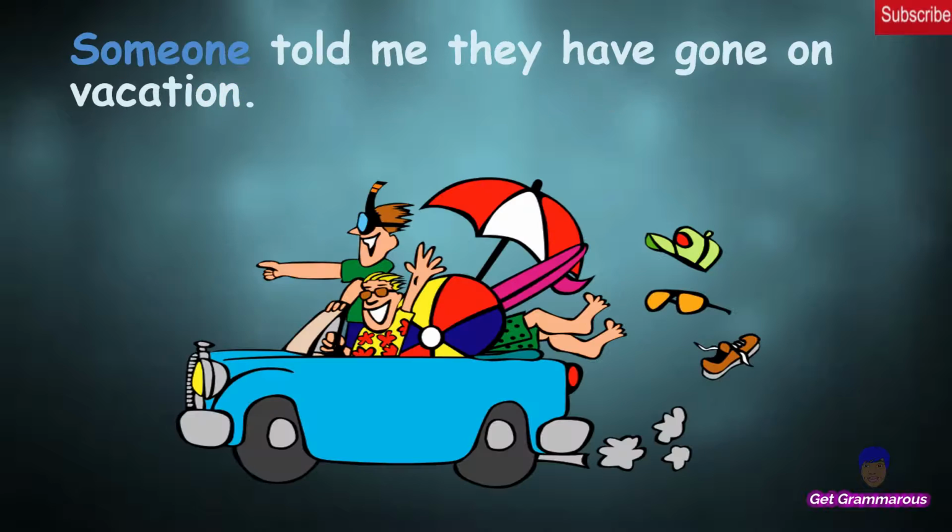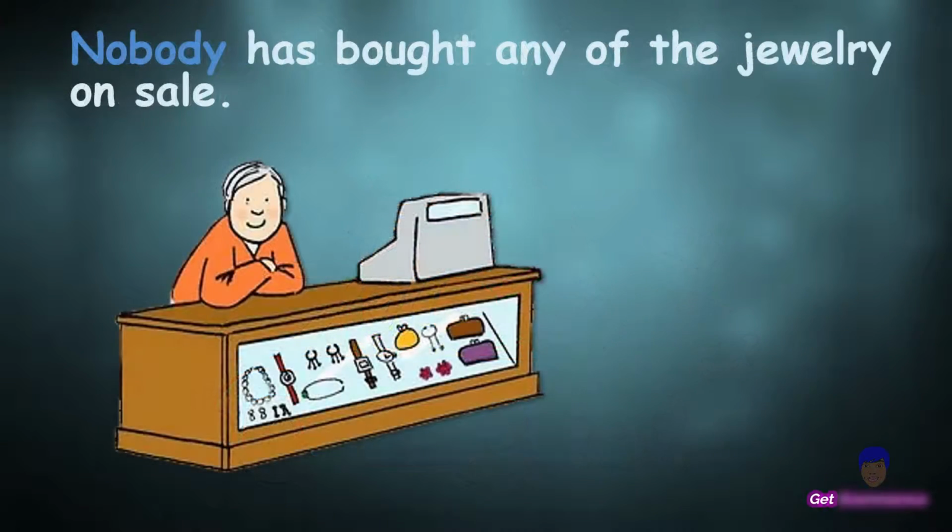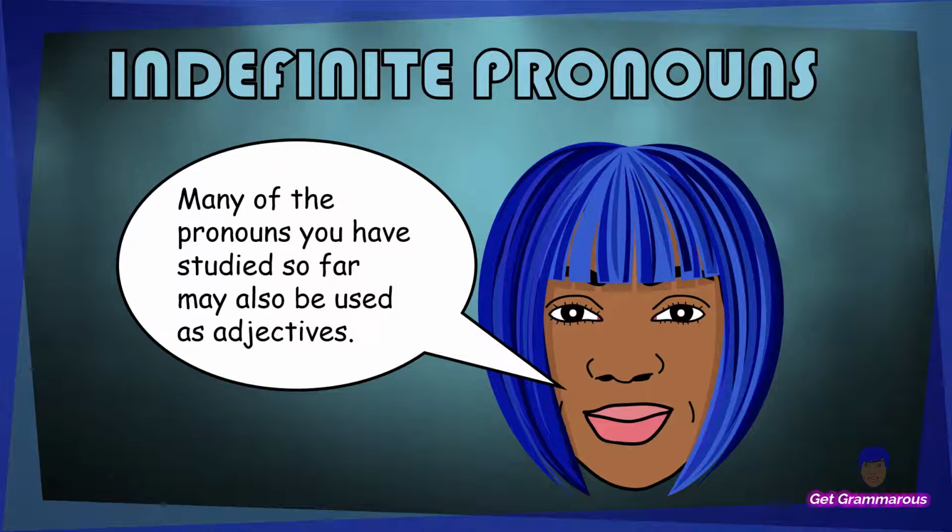Another example: someone told me they have gone on vacation. Someone is an indefinite pronoun in this sentence. Another example: nobody has bought any of the jewelry on sale. Many of the pronouns you have studied so far may also be used as adjectives.